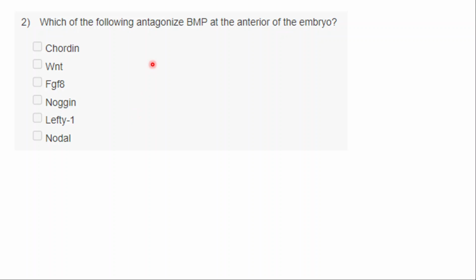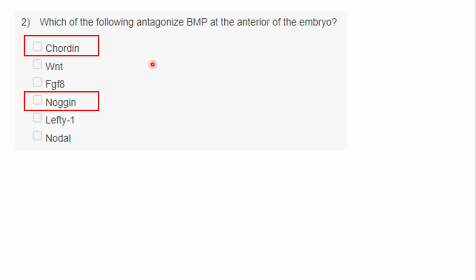Okay, we'll move forward. So I'll reveal the correct answers now. Which of the following antagonize BMP at the anterior end of the embryo? First correct answer is chordin. Chordin is a BMP inhibitor, specifies the anterior side of the embryo. Second correct answer is noggin. So chordin and noggin are the correct answers, and Ajay has answered very correctly.